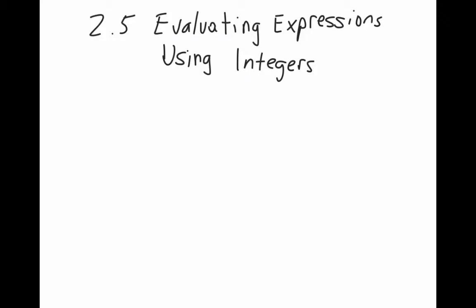So section 5 is evaluating expressions using integers. The title maybe doesn't tell you a whole lot about what we're actually doing. Essentially, we're looking at order of operations and we're looking at the distributive property.